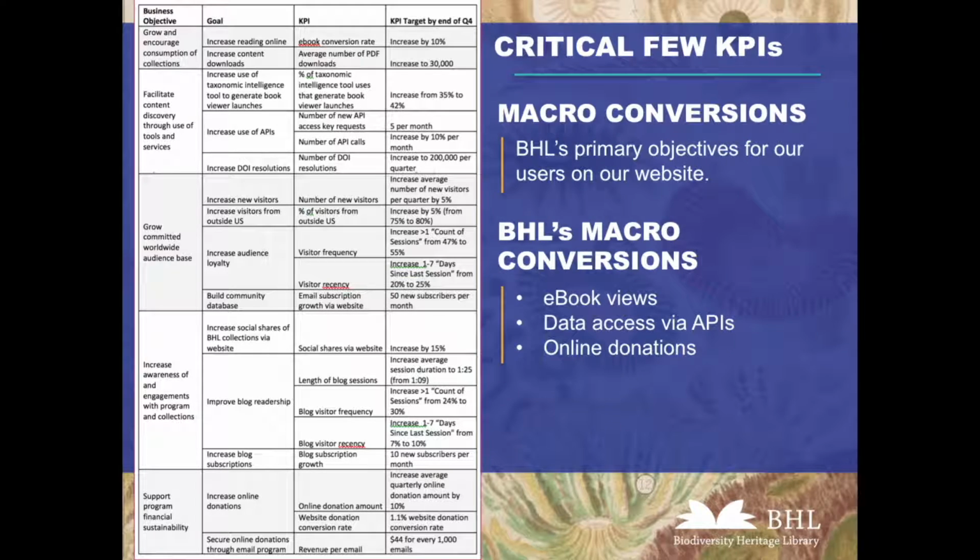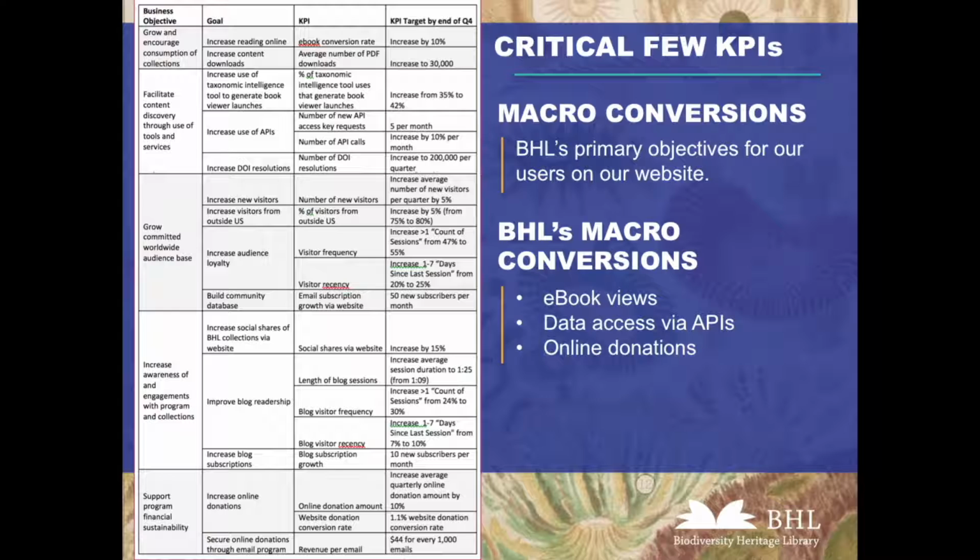So, to dig into this framework a little more, let's dive into that critical few outcome KPIs angle. Our critical few outcome KPIs focus on the macro conversions, or the primary objectives that we have for users on our site. As stated during the organizational overview, our primary purpose is to provide access to ebooks and the data they contain. Additionally, since BHL content and services are free, we rely heavily on donations to continue operations. Thus, our macro conversions are ebook views, data access via application programming interfaces or APIs, and donations.